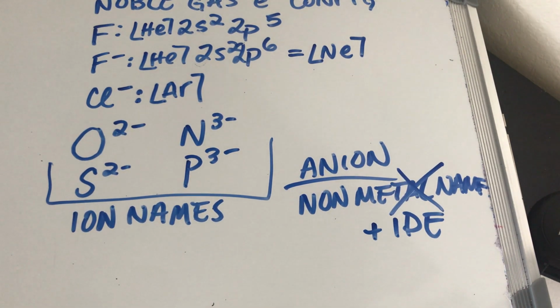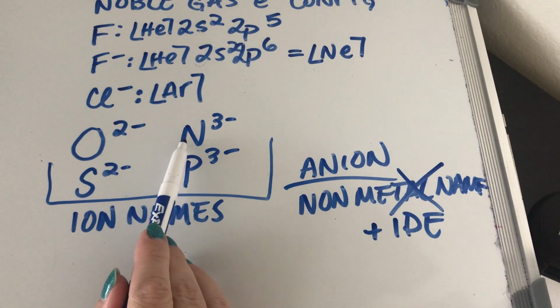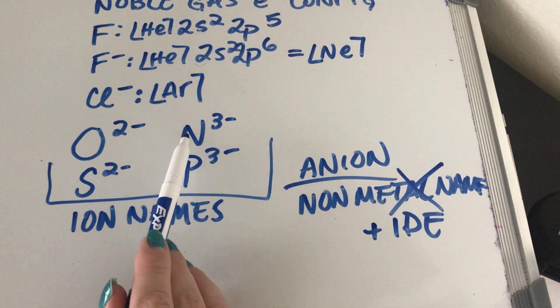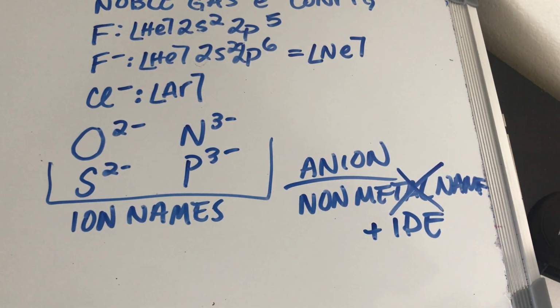So if we're talking about the fluorine anion, what's that called? Fluoride, exactly. How about the chlorine anion? Chloride. What about this one? Oxide, exactly. How about this one? Nitride, right? So if it sounds right, it's probably right.